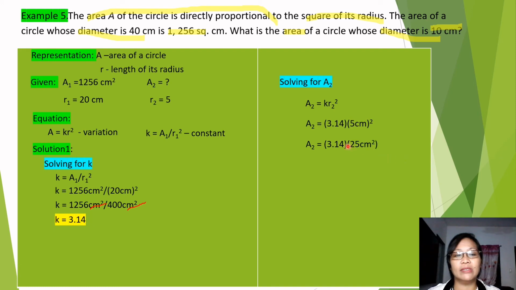So we have now 3.14 times 5 times 5, 25. And then centimeter times centimeter, we have centimeter squared. Next, 3.14 times 25 centimeters squared, we have 78.5 centimeters squared. Therefore, our A sub 2 is 78.5 centimeter squared.